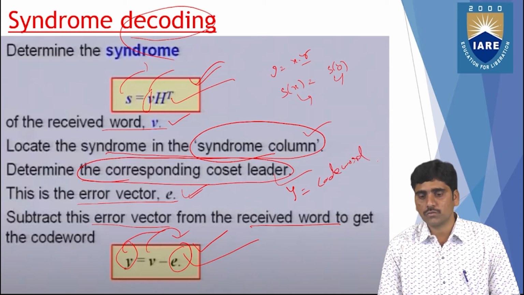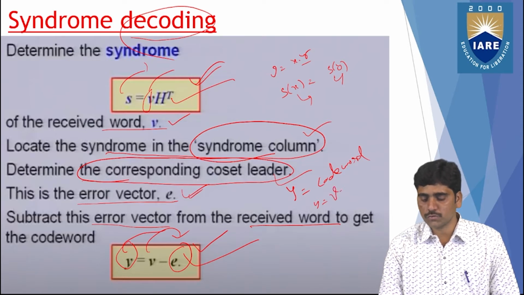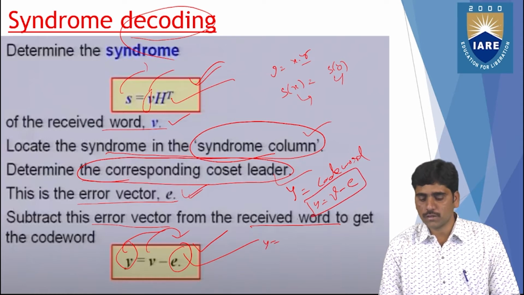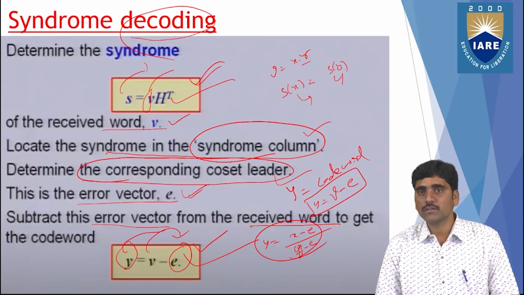To get the code word, what do we need to do? We need to subtract this error vector from the received word. That is nothing but Y equals V minus E. You can write it as Y equals, for the X vector, X minus E, or for the Y vector, Y minus E. So like that you can decode the syndrome.